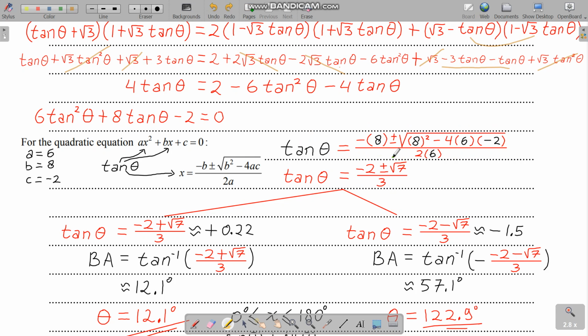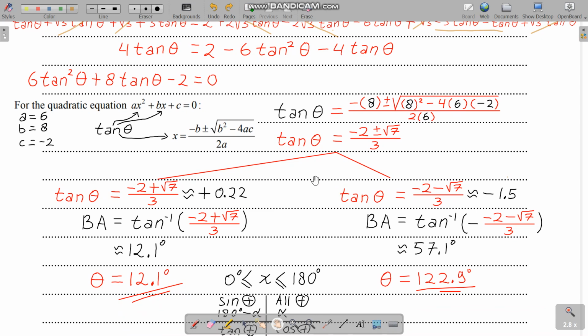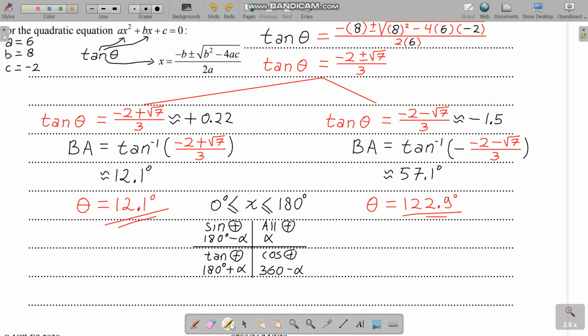So this means we have two possibilities. Tangent equals the plus and the minus. Now just use your calculator first to know whether it's positive or negative. From here, we get something positive, and from here we get something negative. Now to find the base angle, we use inverse tangent of something positive. So since this is already positive, just use inverse tangent of this guy here, and you get the base angle in quadrant 1.